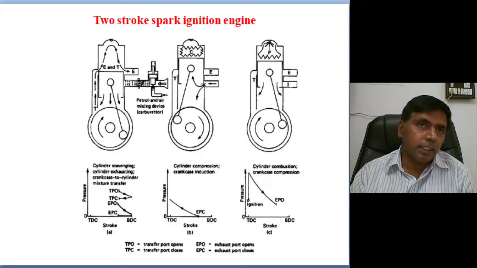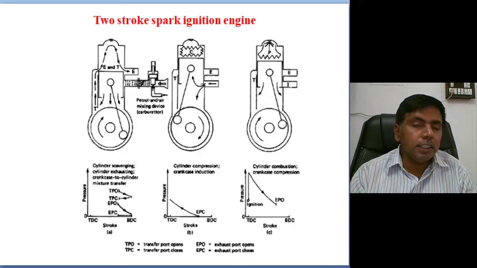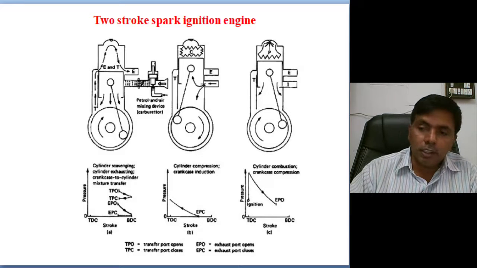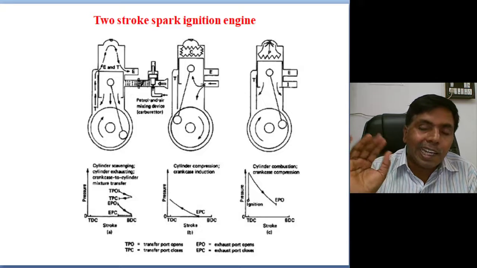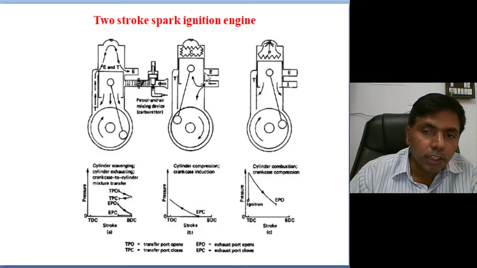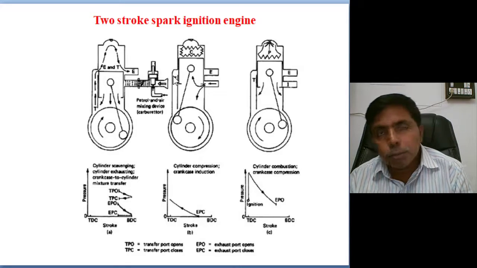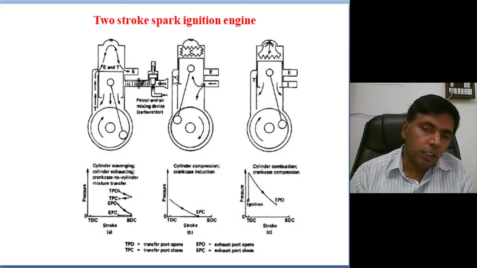Then the construction is entirely different. This is called the Clerk engine. Generally, this is the three-port Clerk engine. There are no valves. You can see this is the exhaust port, this is the inlet port, this is the transfer port. What is the beauty of this two-stroke engine?